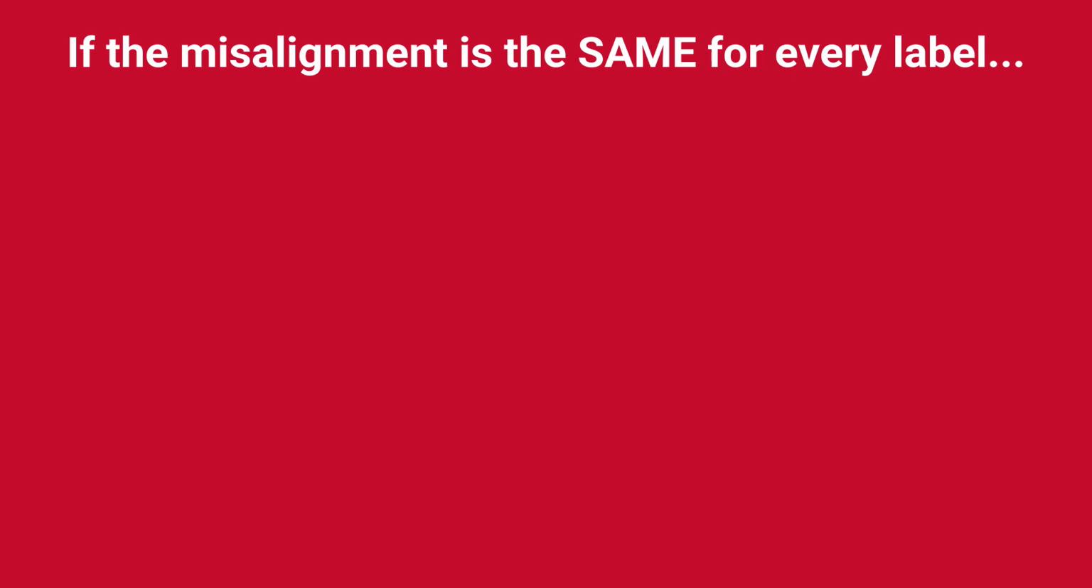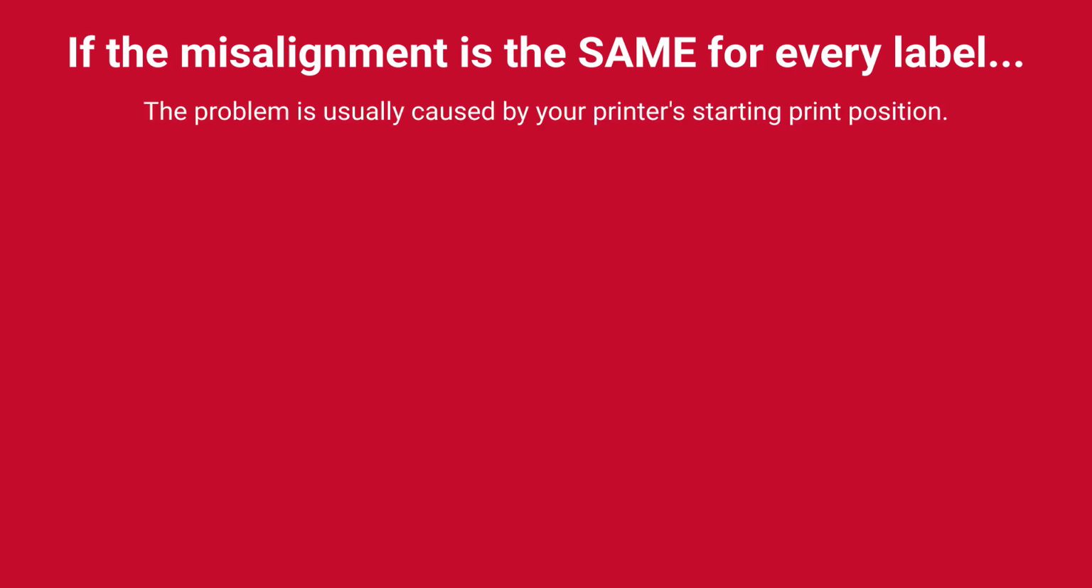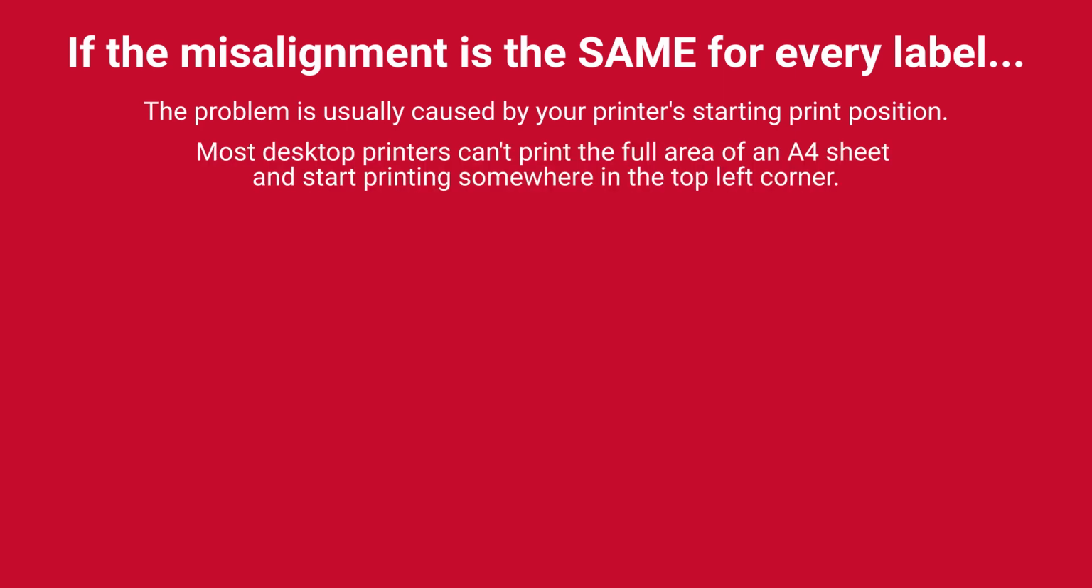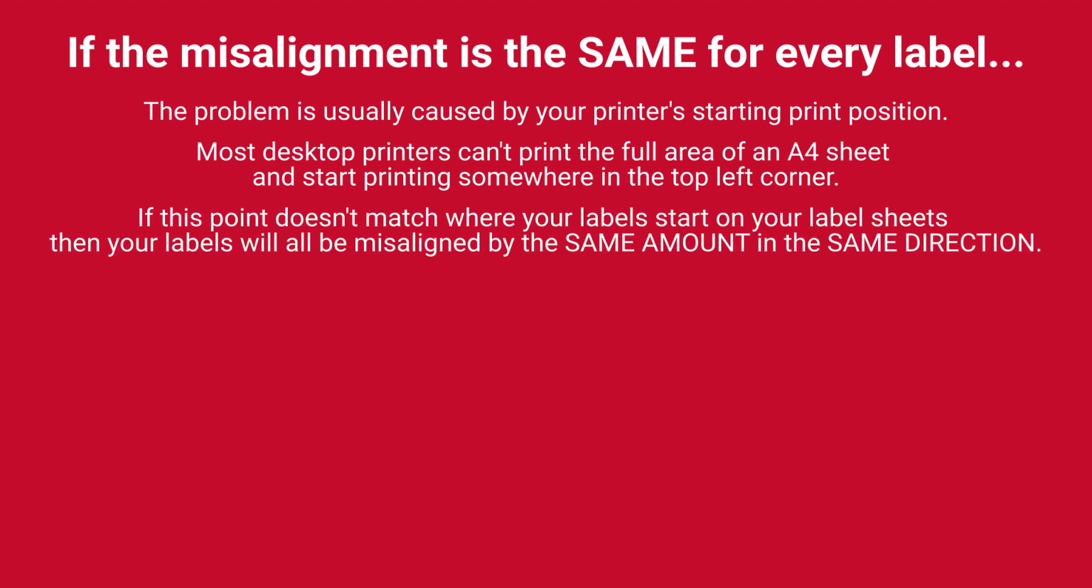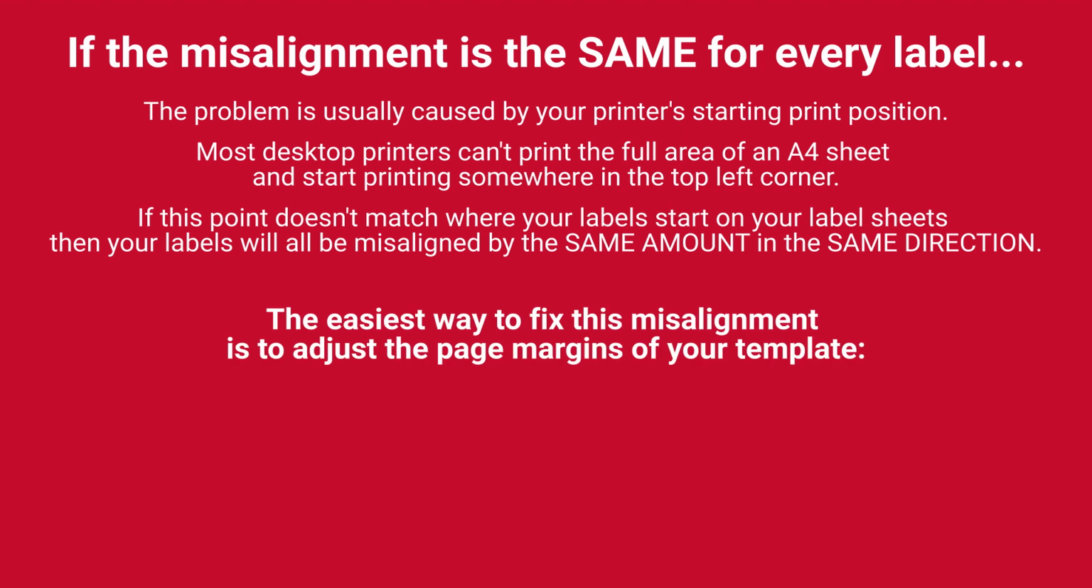If the misalignment is the same for every label, the problem is usually caused by your printer's starting print position. Most desktop printers can't print the full area of an A4 sheet and start printing somewhere in the top left corner. If this point doesn't match where your labels start on your label sheets, then your labels will all be misaligned by the same amount in the same direction. The easiest way to fix this misalignment is to adjust the page margins of your template.